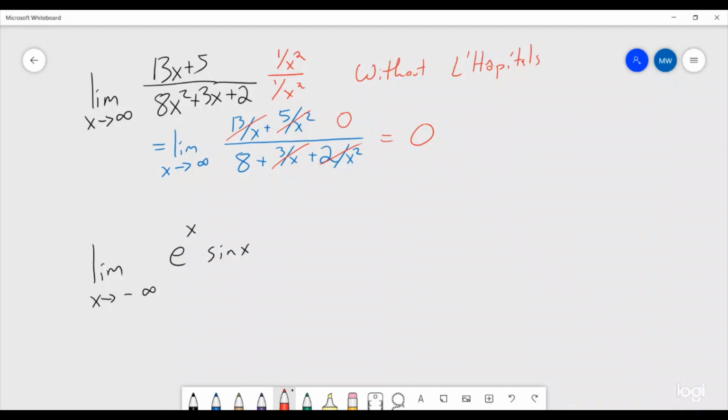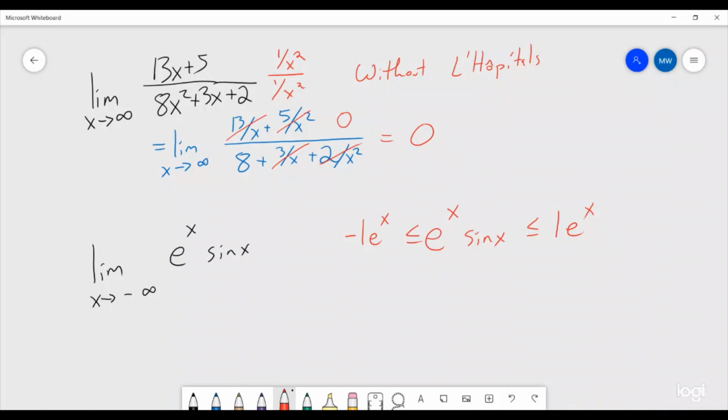Now how about this next one? The limit as x goes to negative infinity of e to the x sine x. Well, this first piece, e to the x, is going to 0, but sine x is going between different numbers, so we don't know what it's going to yet. But this is actually going to be a squeeze theorem problem again. We know that sine x is always less than or equal to 1, so e to the x sine x is less than or equal to 1 times e to the x. But sine x is also greater than or equal to negative 1, so it's always greater than or equal to negative 1 times e to the x.